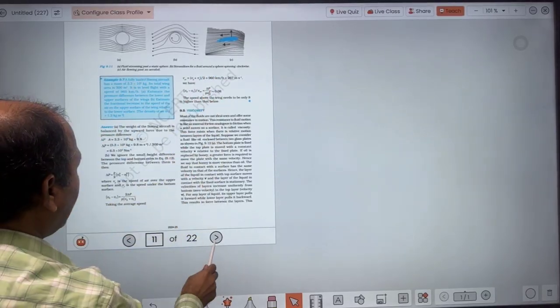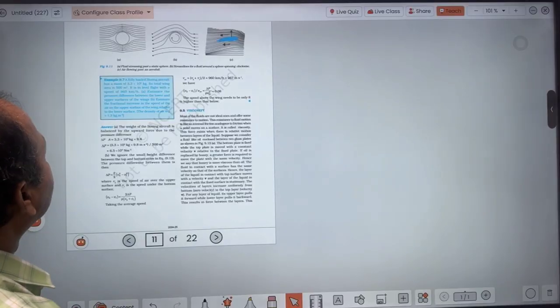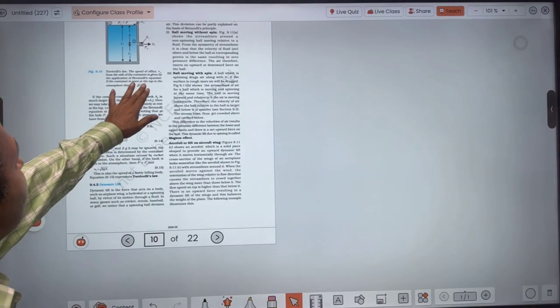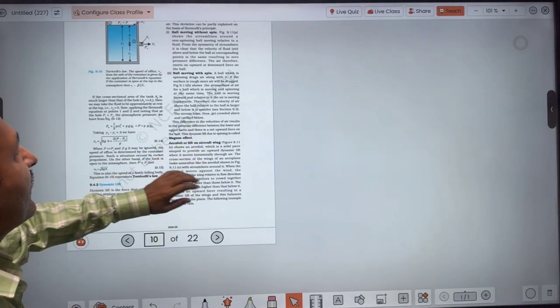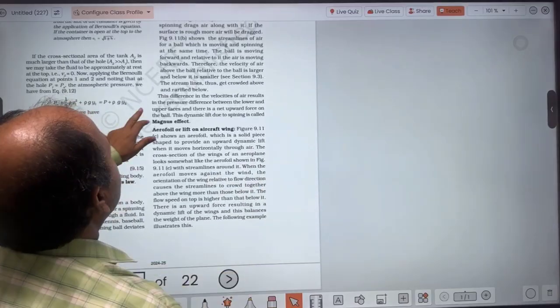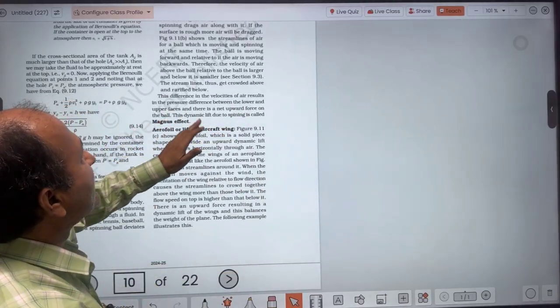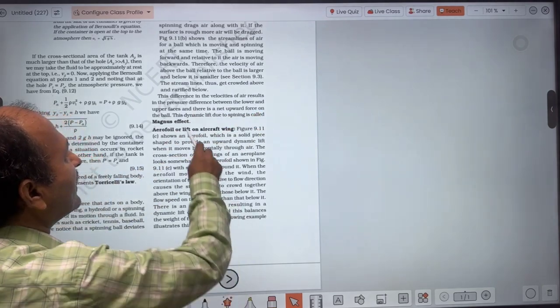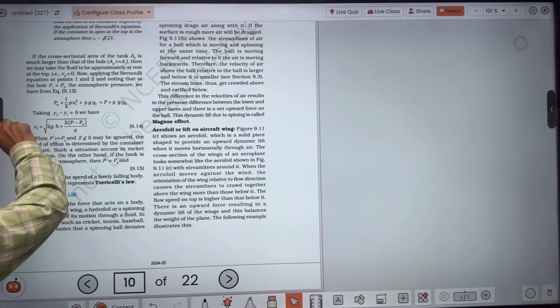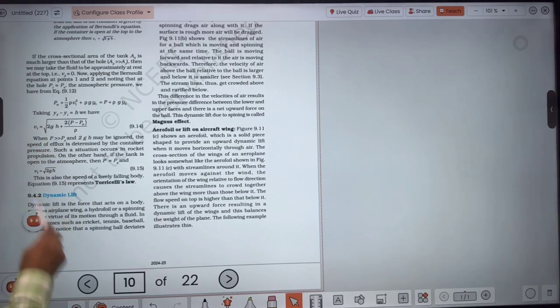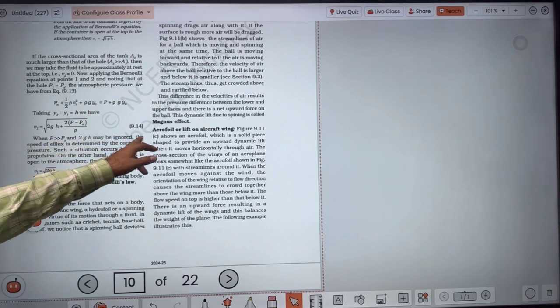Here the third one is also explained in the description. Here one more important point, Magnus effect. The difference in the velocities of air results in the pressure difference between the lower and upper faces, and there is a net upward force on the ball. This dynamic lift due to spinning is called Magnus effect, as you have seen. So on one side of the ball velocity will be less, and on the other side velocity will be more. Hence there will be pressure difference, and that will cause upward lift, and this effect is called Magnus effect.